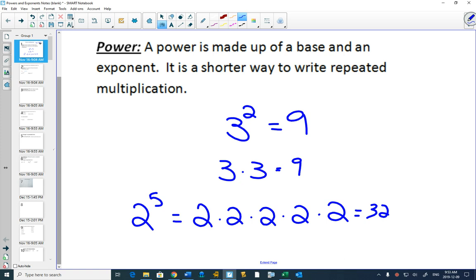It does point out that one of the easy mistakes that we can make sometimes is we can add instead of multiplying, right? So 2 times 2 is 4, times 2 is 8, times 2 is 16, times 2 is 32.